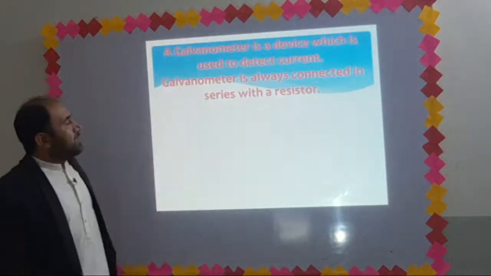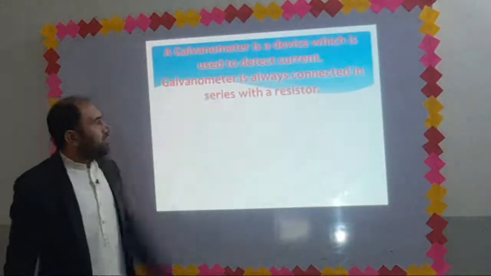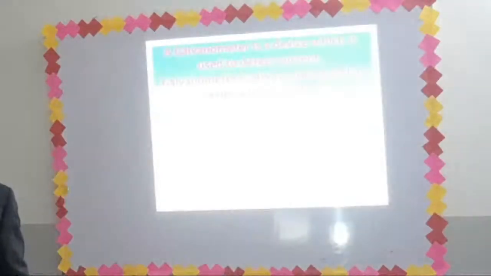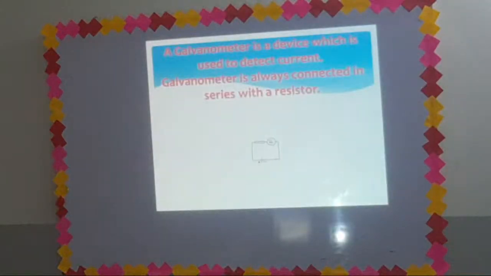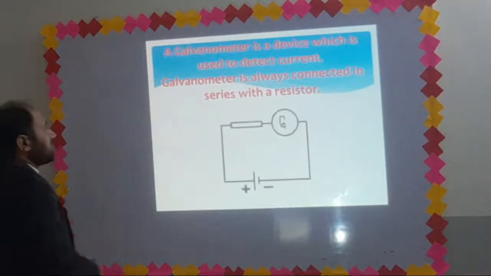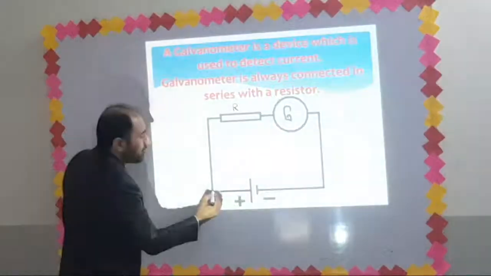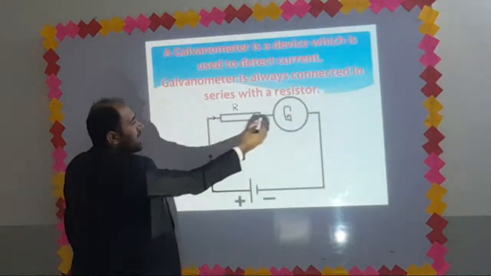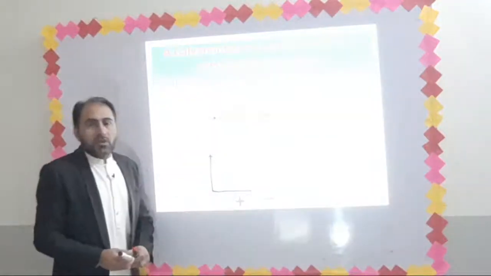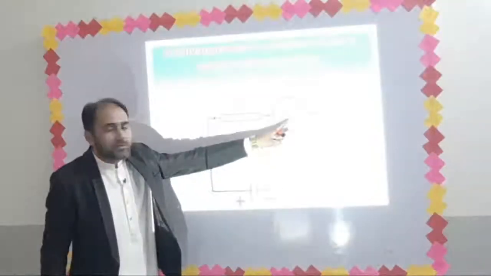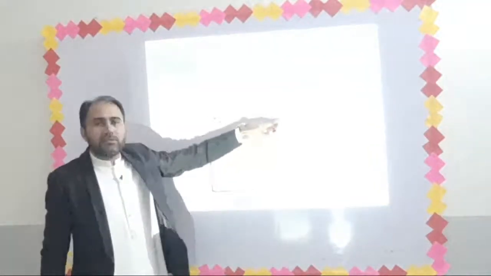So a galvanometer is a device which is used to detect current. Galvanometer is always connected in series. Why do we connect galvanometer in series? This is resistor. Let's suppose this is a bulb. Resistor, any resistor. Conventional current will flow from positive terminal and will pass through galvanometer. So if you want to detect current in a circuit, you have to connect galvanometer in series.